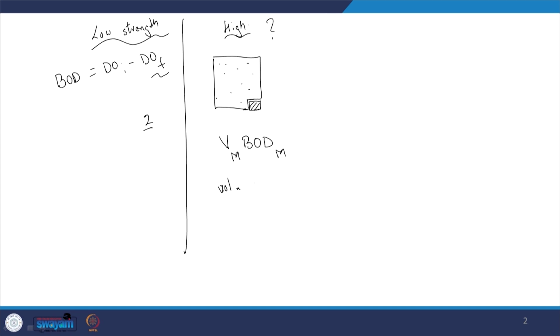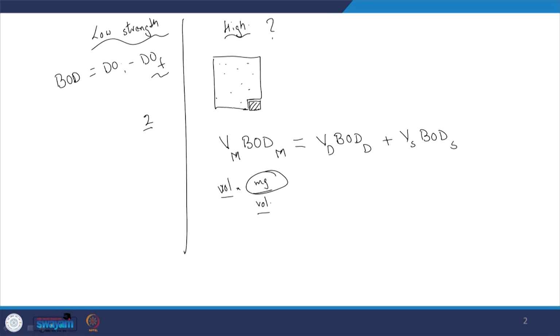Volume into BOD, let us say again milligram per volume, or mass of oxygen demand per volume. So, it will give me an idea about mass of oxygen demand or the organic content, let us say; volume cancel out. What is this going to be equal to? It will be equal to the organic content in these two parts. So, one part is volume of the dilution water into BOD of the dilution water plus the other part, volume of the sample into BOD of the sample.